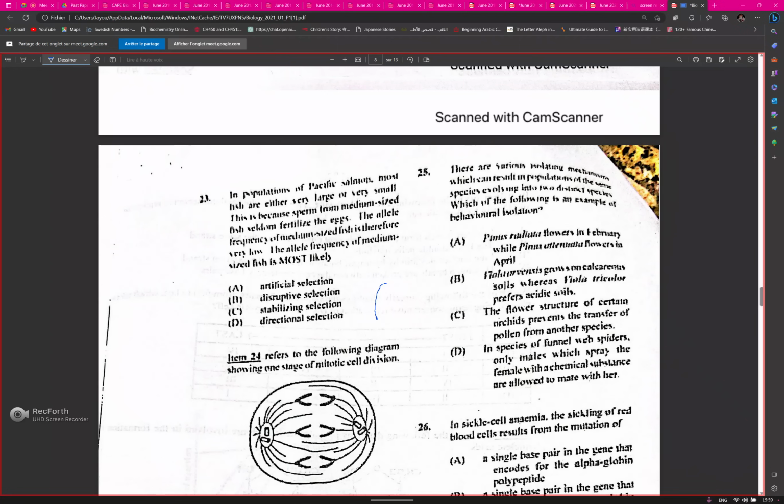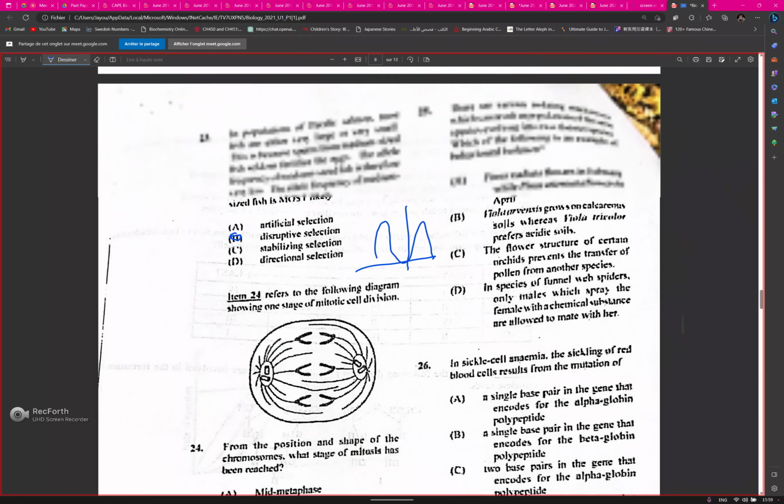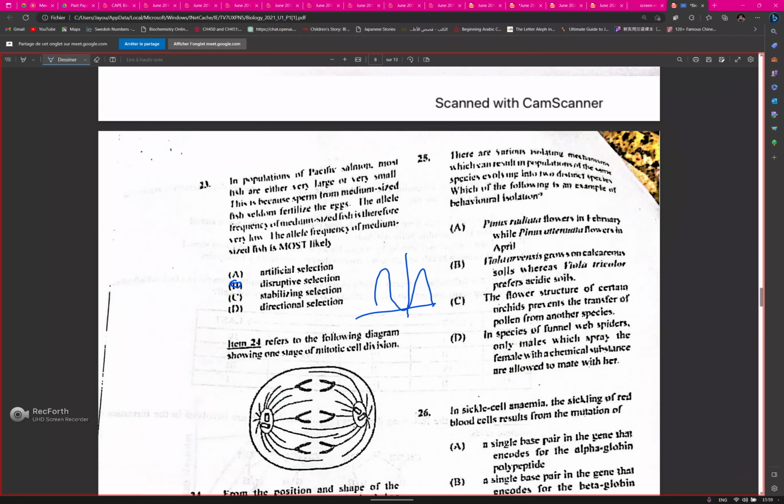So here we have the Pacific salmon question, right? So we're saying that they prefer to be very large or very small, and it shows this curve. B. Disruption. Beautiful. Right? So from the position and shape of these chromosomes, what stage of mitosis has been reached? This is C. C, early anaphase. Beautiful.